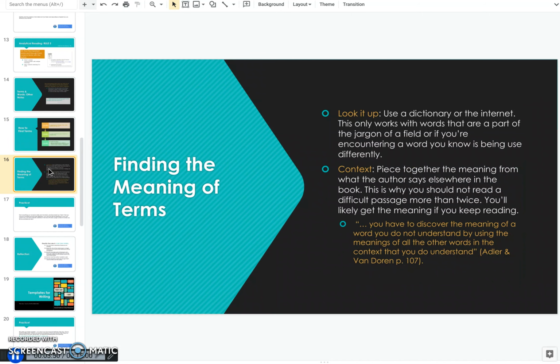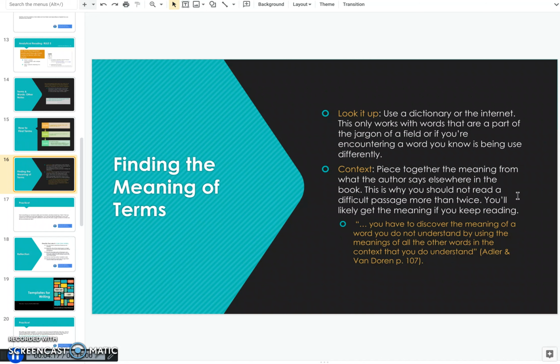All right, lastly, finding the meaning of these terms. Once you've identified one, how do you figure out what it means? Sometimes you can just look it up in the dictionary or on the internet, find out what alternative meanings that word may have, especially if you're reading a very technical work where there might be a lot of jargon related to that field, like in music or science, nursing, things like that. But most of the time, you're just going to read for context.